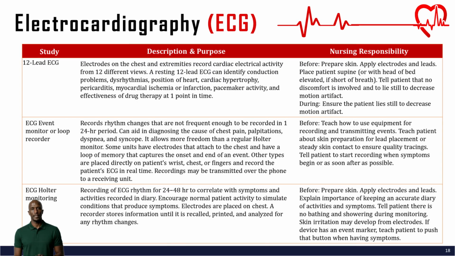Now we will discuss ECG studies used to evaluate heart rhythm and electrical activity. First, we have the 12-lead ECG, which is the most common and essential diagnostic tool. It records the heart's electrical activity from 12 different perspectives, allowing detection of arrhythmias, ischemia, and myocardial infarction.